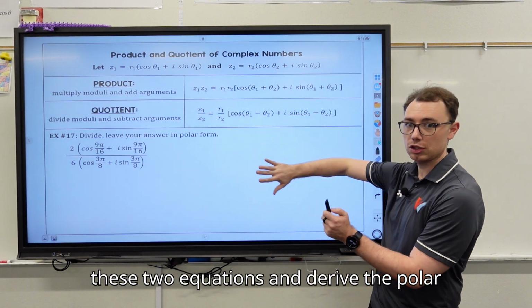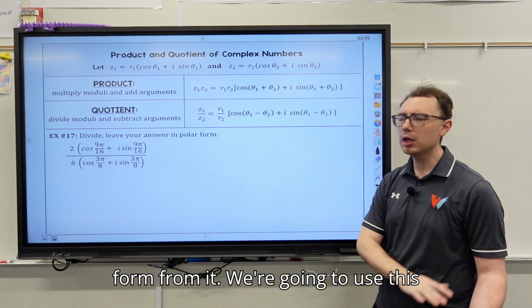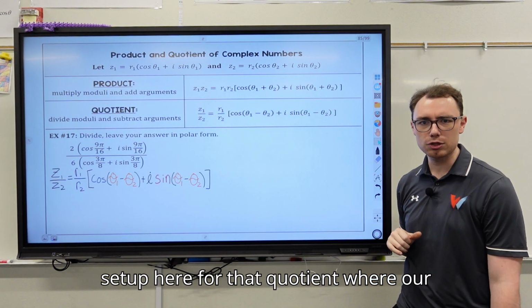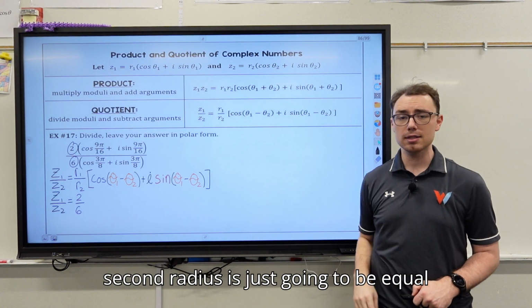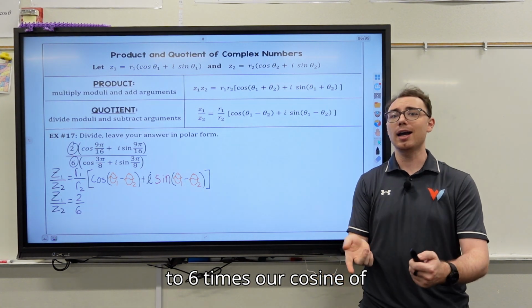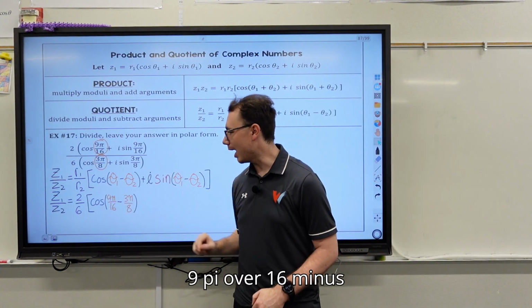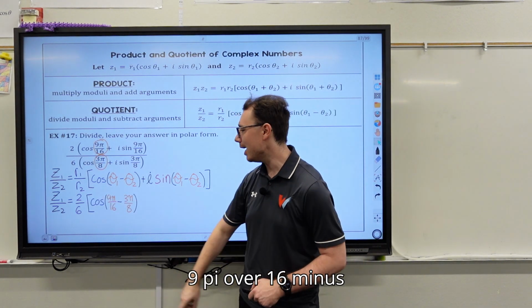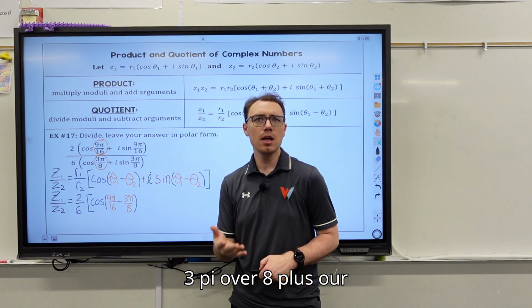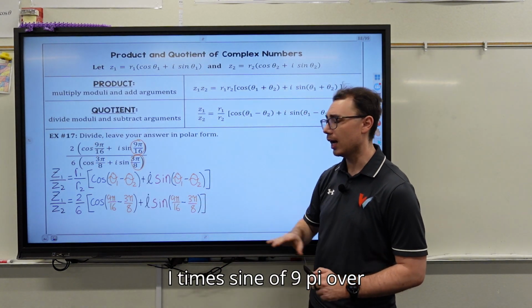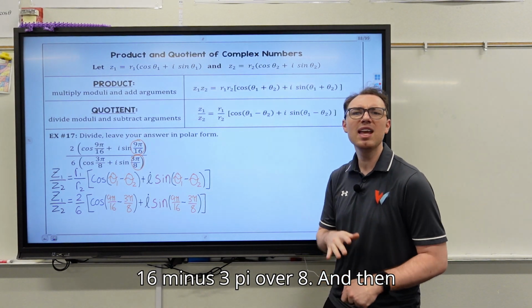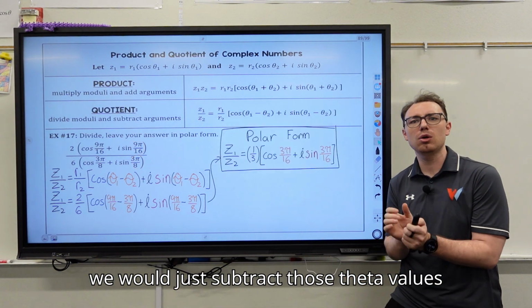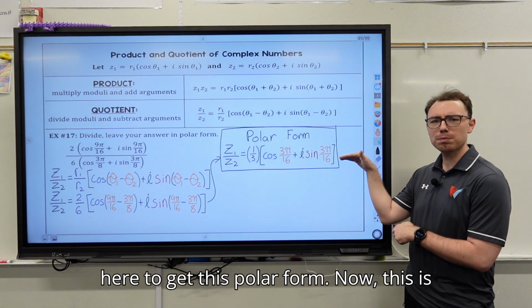Now for example 17, we want to divide these two equations and derive the polar form from it. We're going to use this setup here for that quotient, where our first radius is just going to be 2, our second radius is just going to be equal to 6, times our cosine of 9 pi over 16 minus 3 pi over 8, plus our i times sine of 9 pi over 16 minus 3 pi over 8. And then we would just subtract those theta values here to get this polar form.